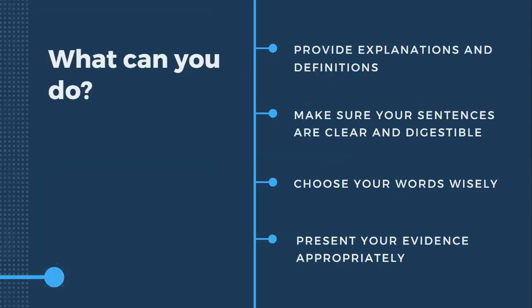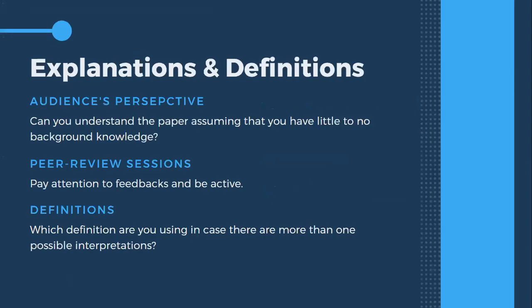So what can we do to make our paper more approachable or understandable? There are several things that we can do. We can provide explanations and definitions. We can write our sentences clearly and digestibly. We can choose our words wisely, and we can also present our evidence appropriately. So let's take a look at each of these methods. First, we have explanations and definitions.